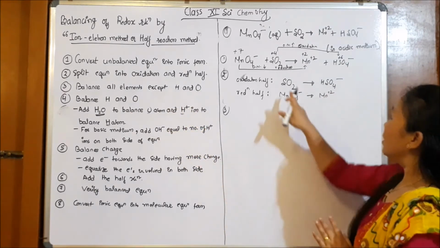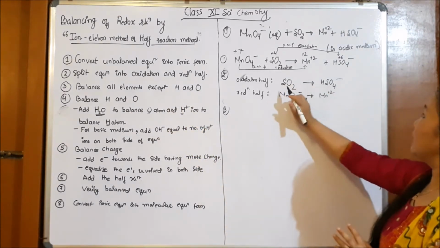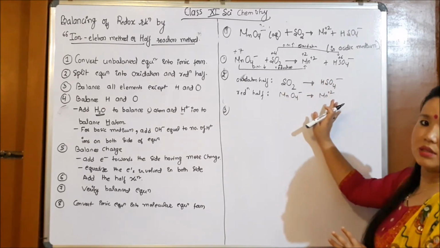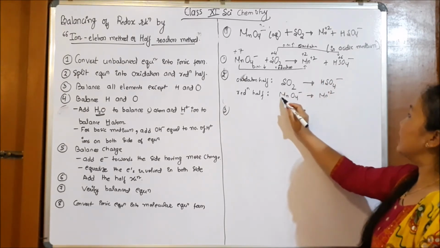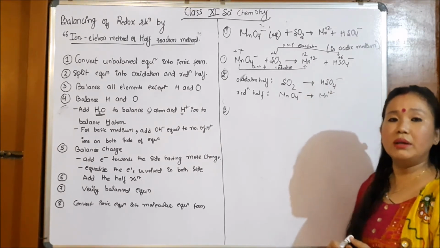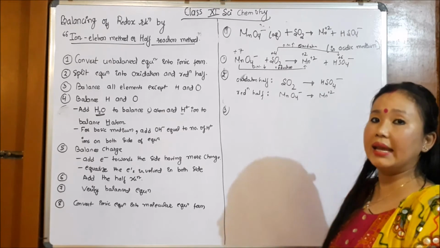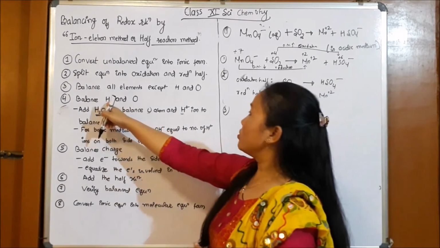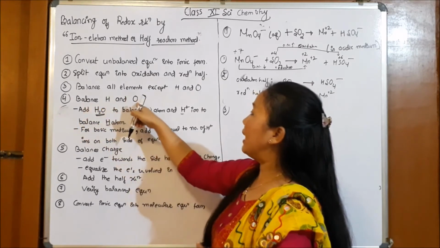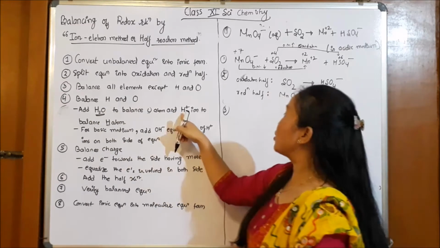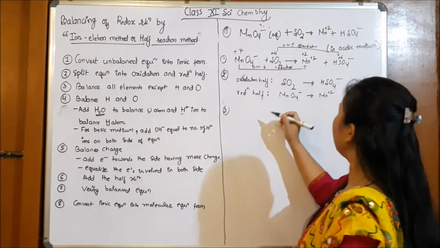So balance, look at the oxidation half first. Sulfur is 1 here, 1 here. So this is balanced itself, so no need to balance it. Next, Mn, Mn. So again here also your element is balanced other than hydrogen and oxygen. So after this, what you need to do? Balance your hydrogen and oxygen by adding water and H plus ion. So write both equations now.